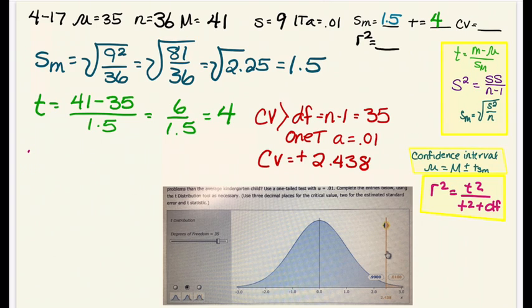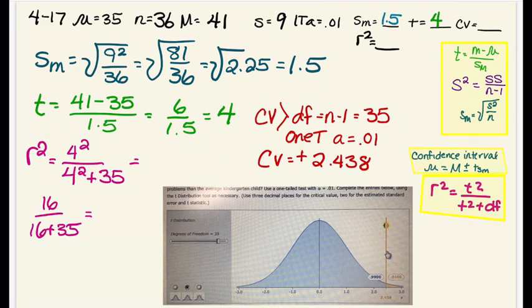In this question, we are asked to provide the percentage of variance accounted for by the treatment, which is r squared. The formula is r squared equals t squared divided by t squared plus degrees of freedom. So we have 16 divided by 51, which gives us an r squared value of 0.314. This is interpreted as having a large effect.